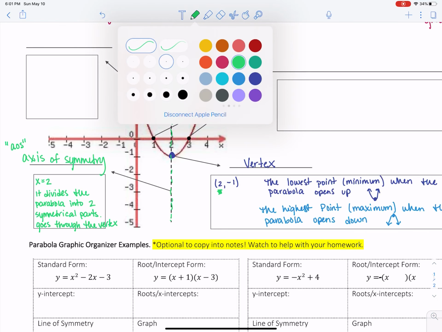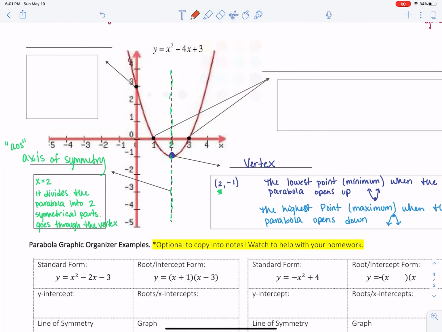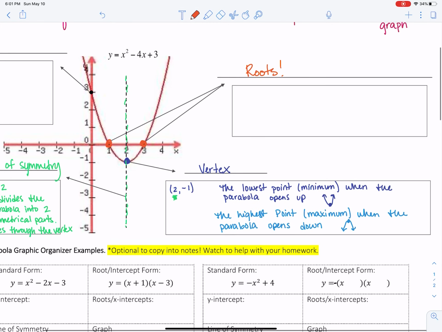However, some of the also important parts of this parabola are roots. Now, we've talked a teeny tiny bit about these guys. Your roots. I love our roots. Because what I love is that they are the x-intercepts, also known as the solutions to the quadratic when y equals 0.